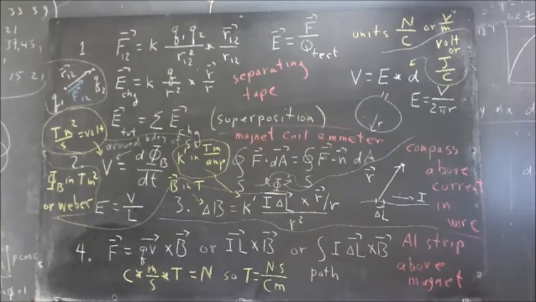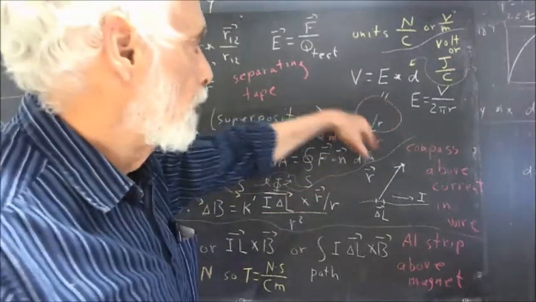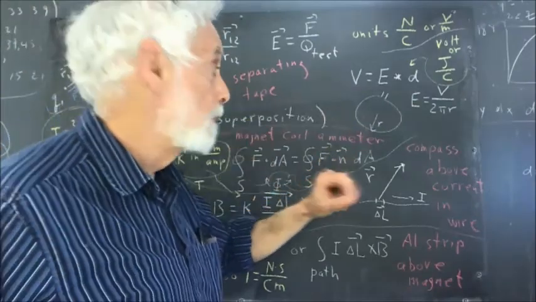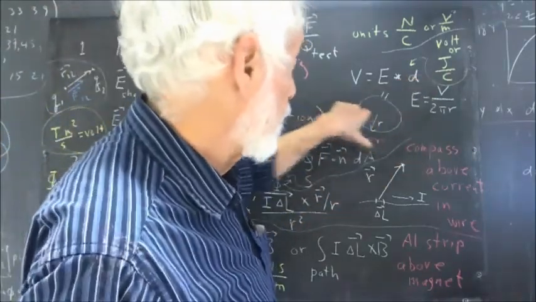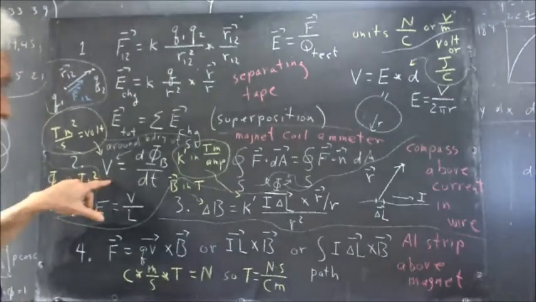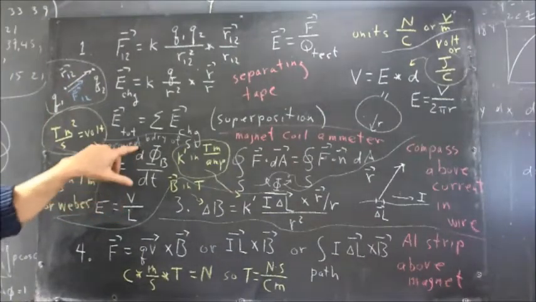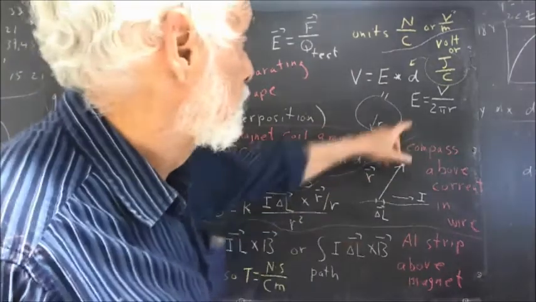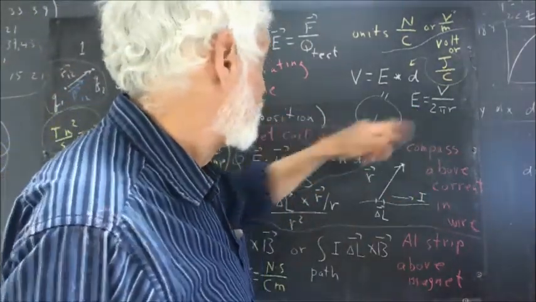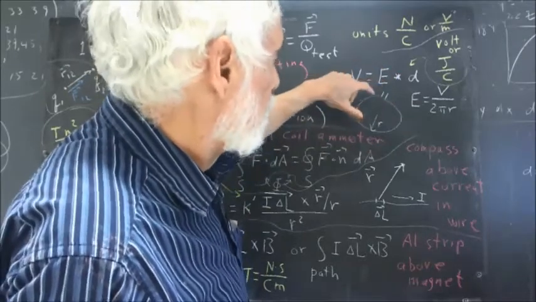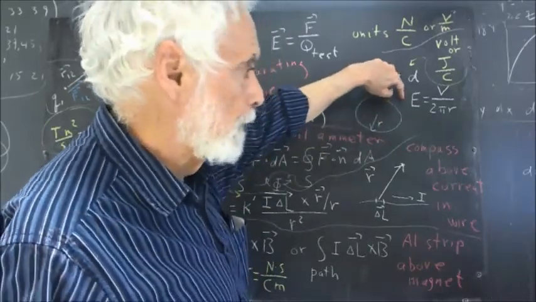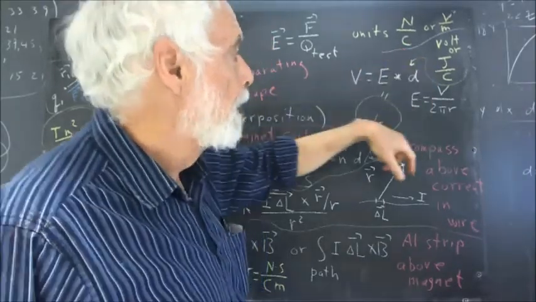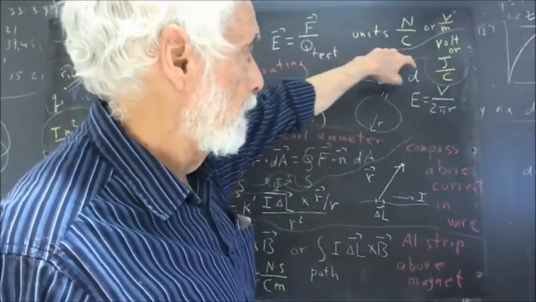Now, if we go over here, if we have a loop of radius r, just a single loop, and we have a voltage around that loop, in this case corresponding to a rate of change of the magnetic flux through that loop, what's the electric field? Okay. That changing flux creates an electric field, and it's the electric field that results from the changing flux that gives rise to the voltage. Well, we know that voltage is electric field times distance.